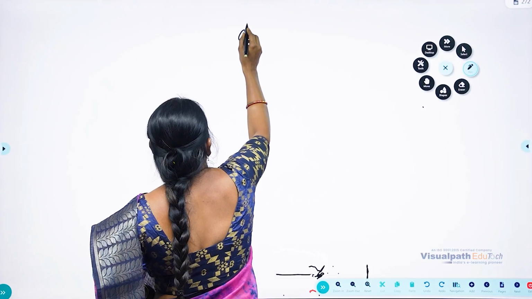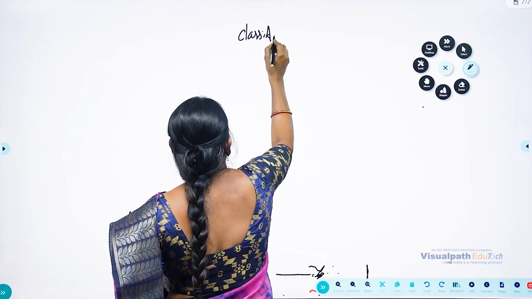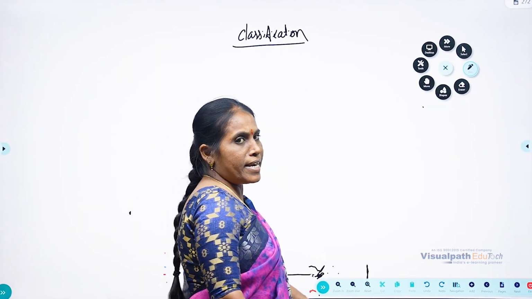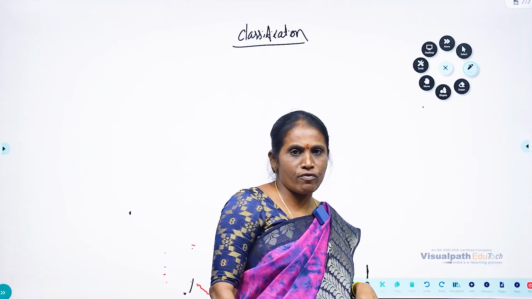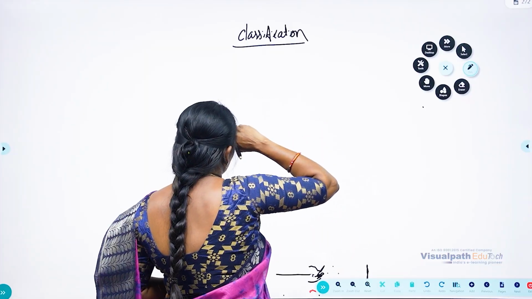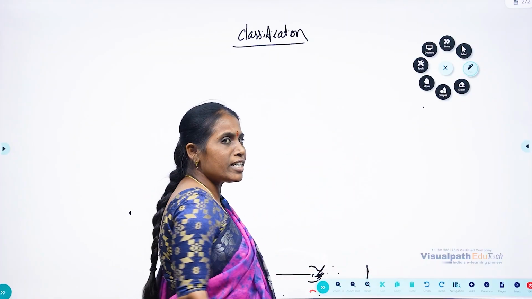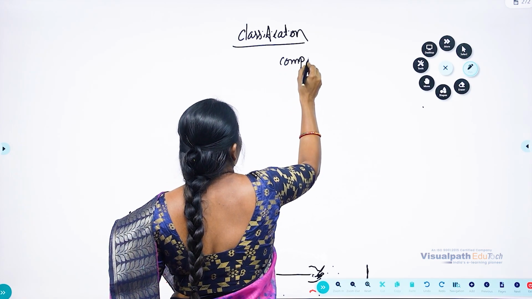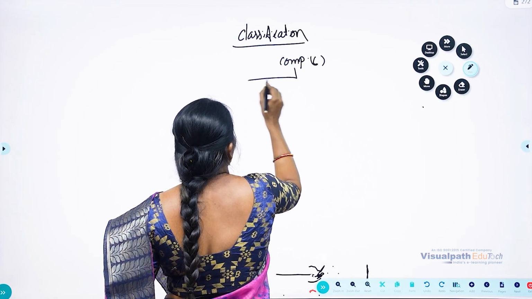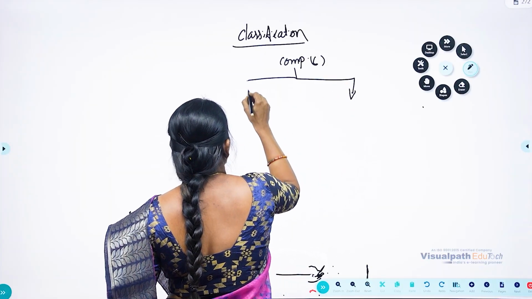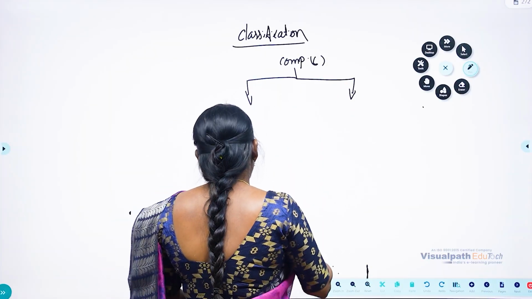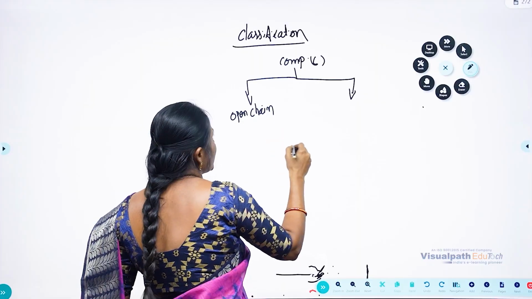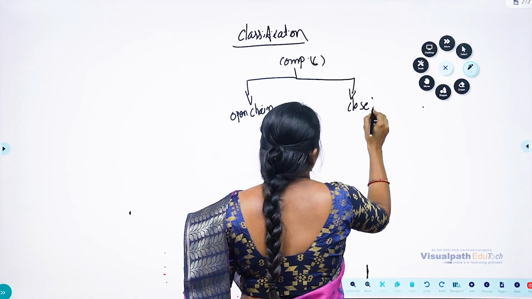Next, we see the classification. It is a fourth group element. Fourth group elements means the carbon family. In the carbon family, the classification is especially for carbon, meaning organic compounds. So compounds with carbon can be classified into two types: one is the open chain, and the next one is the closed chain.